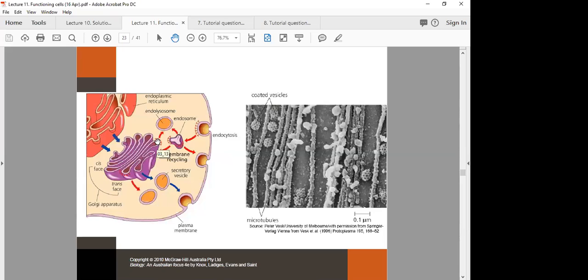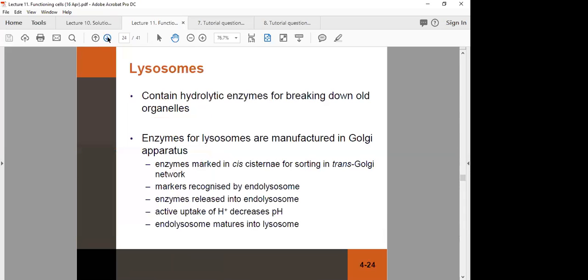And this vesicle might deposit its contents into the lysosome, because the lysosome contains lots of different enzymes. So that might be the contents that are being deposited there. So just some examples of where those products might end up. All right, and that brings us to the organelle called the lysosome.